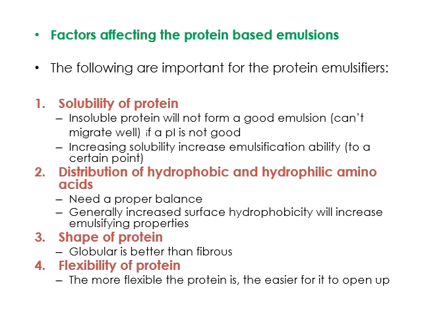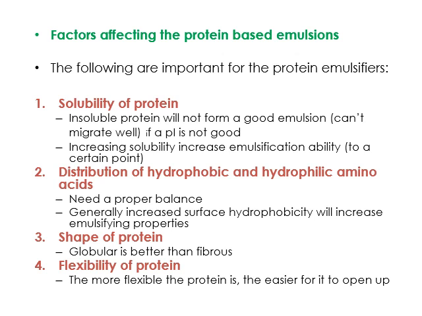So there are a few factors that can affect the protein's emulsifier properties. One is the solubility of the protein. Insoluble proteins are not good emulsifiers. If you can increase the solubility of the protein, this will also increase the emulsification ability to a certain point. It's also important to look into the distribution of hydrophobic and hydrophilic amino acids. It has to be in a proper balance. Generally, if you increase surface hydrophobicity, this will also increase its emulsifying properties.